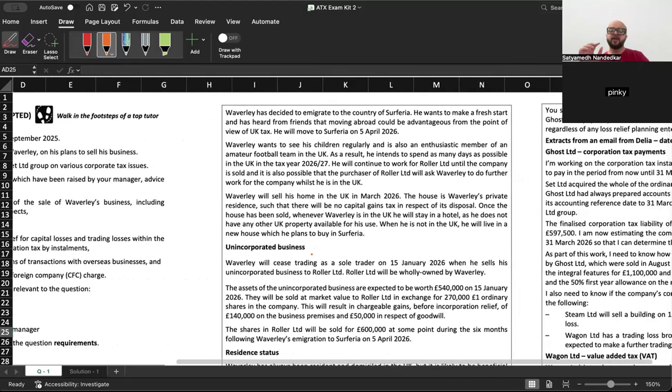Waverley has decided to emigrate to the country of Surferia. He wants to make a fresh start and has heard from his friends that moving abroad could be advantageous from the point of view of UK tax. He will move to Surferia on 5th of April 2026. Waverley wants to see his children regularly and is also an enthusiastic member of an amateur football team in the UK. As a result, he intends to spend as many days as possible in the UK in year 26-27. He will continue to work for Roller Limited until the company is sold and it is also possible that the purchaser of Roller Limited will ask Waverley to do further work for the company while he is in the UK.